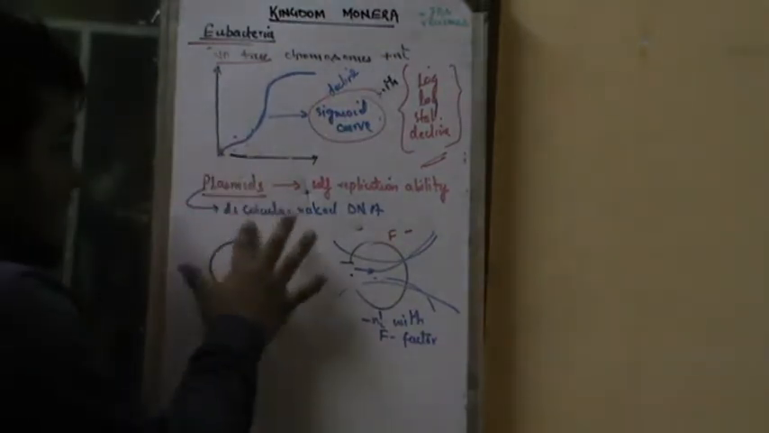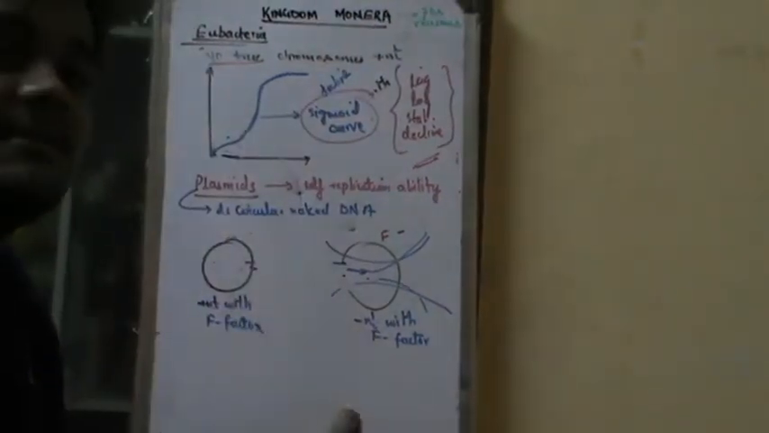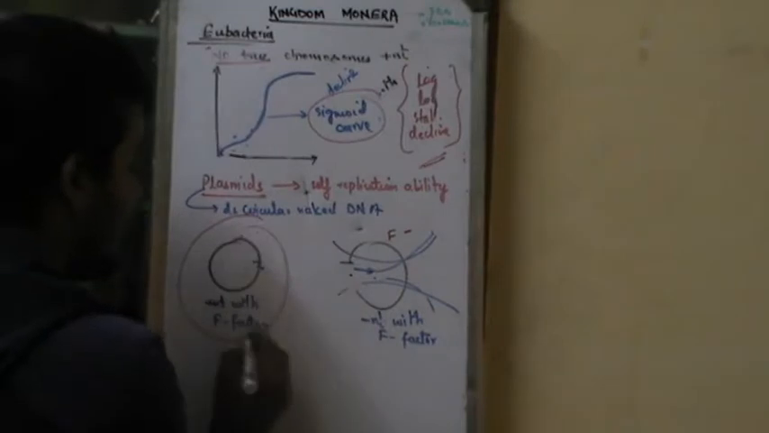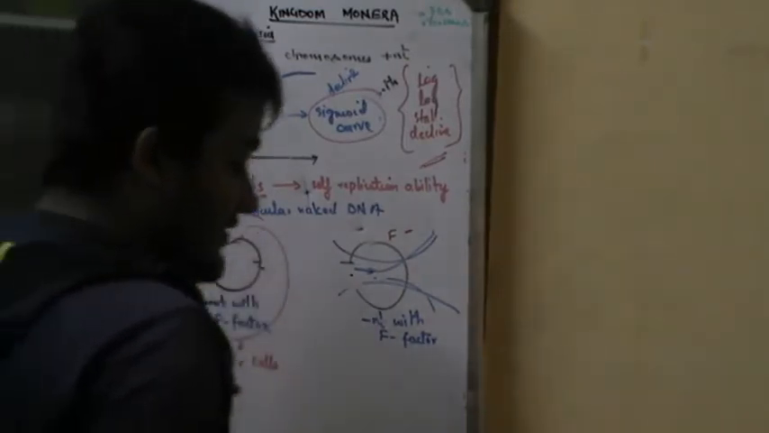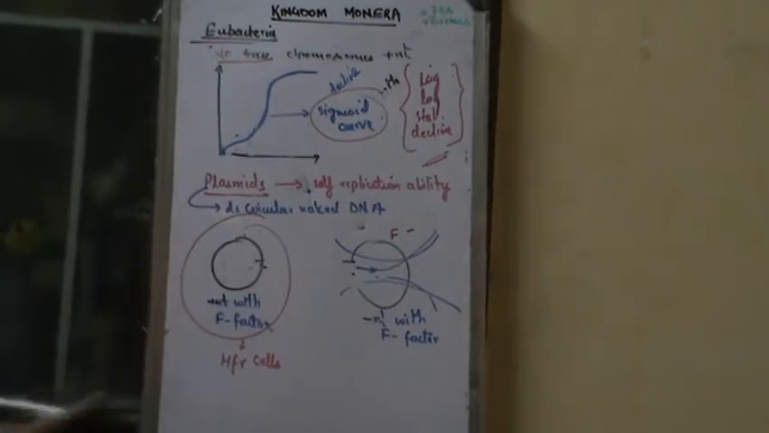The particular type of bacteria which was called F plus, after completion of the conjugation technique, will now be called an HFR cell. It's going to be very important, seriously very important, ठीक है? F plasmid, ठीक है? The HFR cell, the particular type of bacteria.